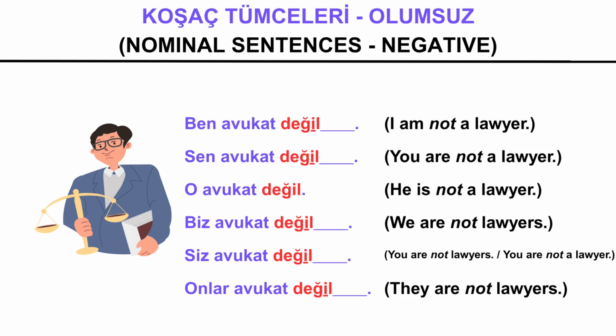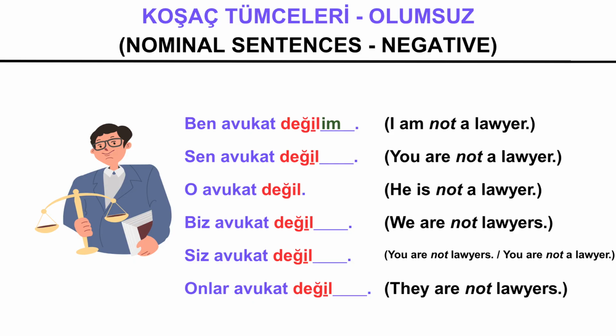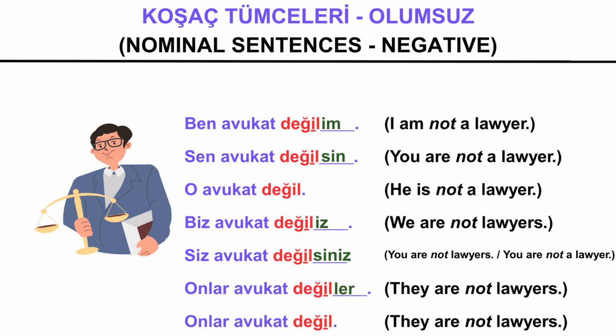So, if I want to say now instead, I am not a lawyer, you're not a lawyer, how do I do that? I will go to the subject, ben, I will add my noun, avukat, I will add my negative word, değil, and now I will conjugate. Değil, im, değilim. Ben avukat değilim. Sen avukat değilsin. O avukat değil. Biz avukat değiliz. Siz avukat değilsiniz. Onlar avukat değiller.